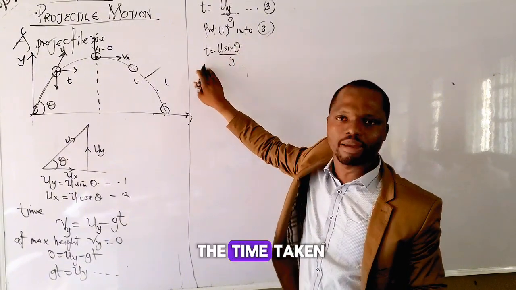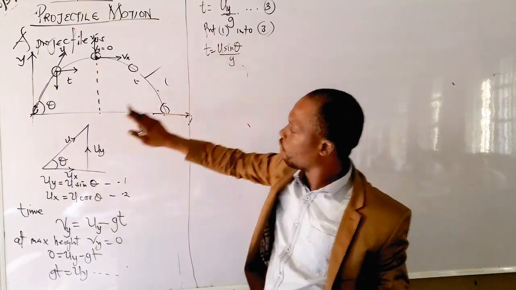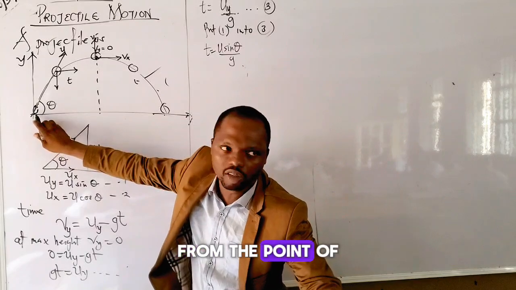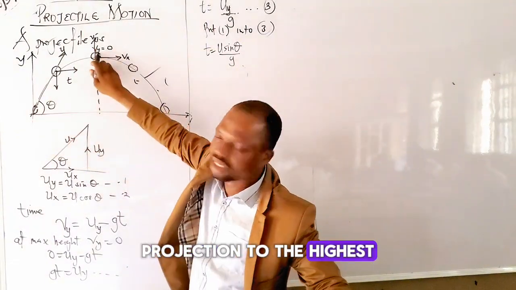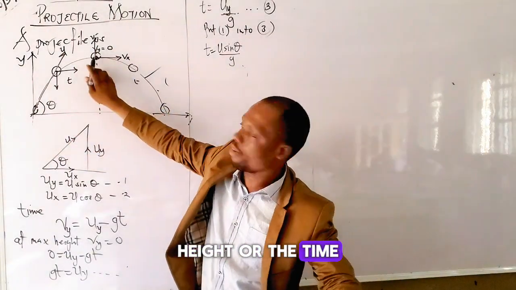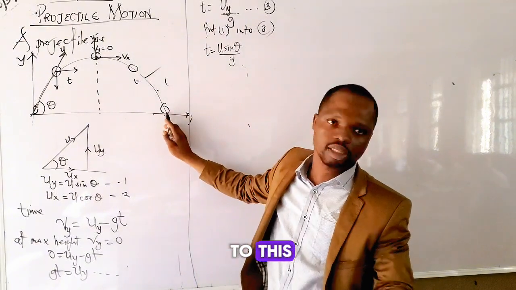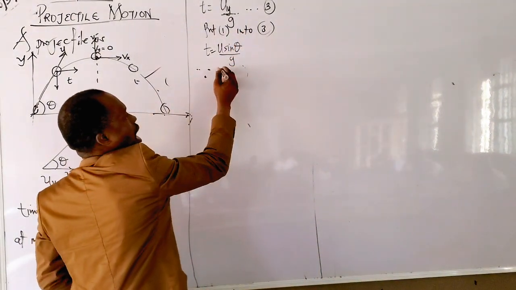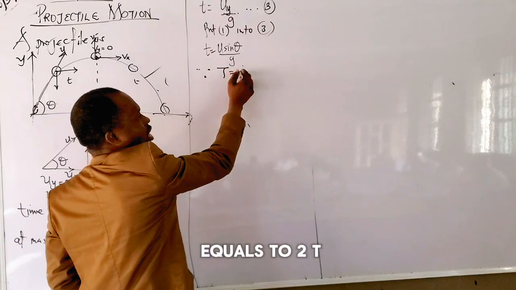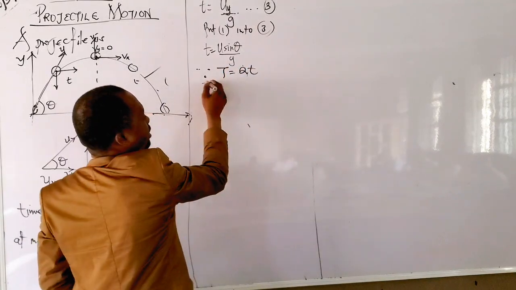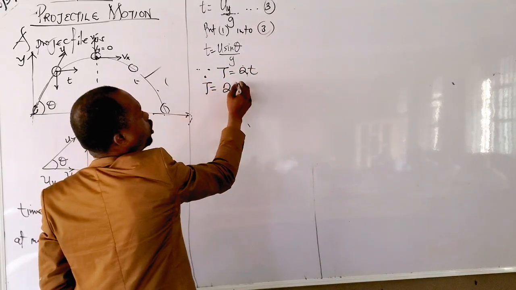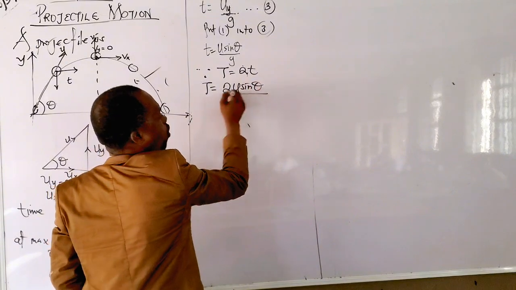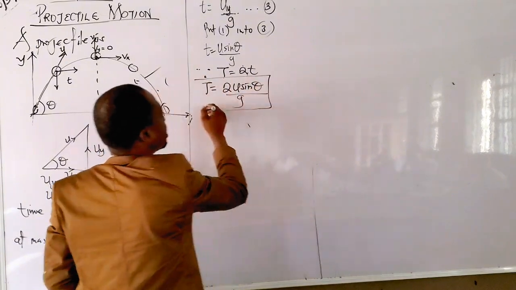This is the time taken from the point of projection to the highest height, or the time from the highest height to the ground. So since our time of flight equals 2t, the time of flight can be written as 2u sine theta over g. Note this formula.